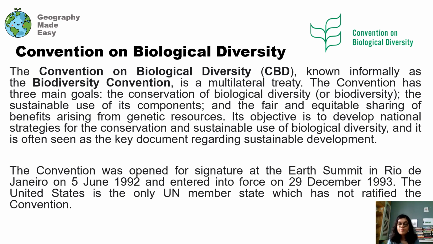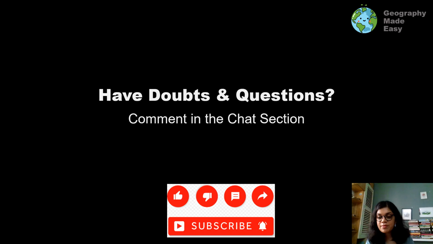The convention happened at what's called the Earth Summit in Rio de Janeiro. So if you hear Earth Summit, please don't get confused. It's the same thing, Convention on Biological Diversity, or sometimes called Earth Summit. It happened in Rio de Janeiro on 5th June 1992, and it's very important that we know these dates for the MCQ exams.